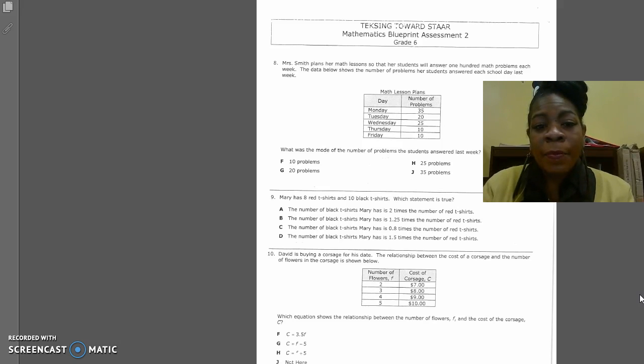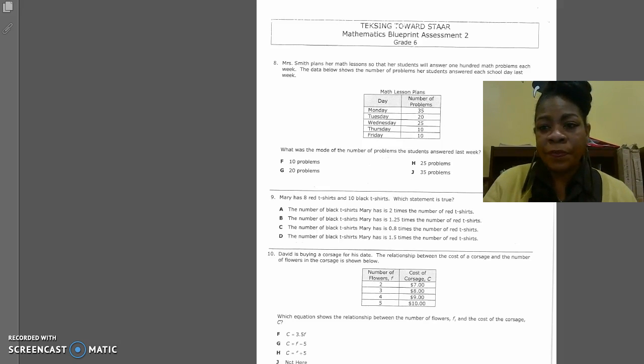Number 9. Mary has 8 red t-shirts and 10 black t-shirts. Which statement is true? A. The number of black t-shirts Mary has is 2 times the number of red t-shirts. B. The number of black t-shirts Mary has is 1.25 times the number of red t-shirts. C. The number of black t-shirts Mary has is 8/10 times the number of red t-shirts. And D. The number of black t-shirts Mary has is 1.5 times the number of red t-shirts.